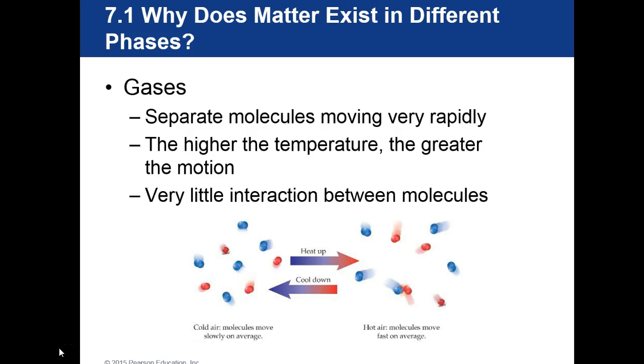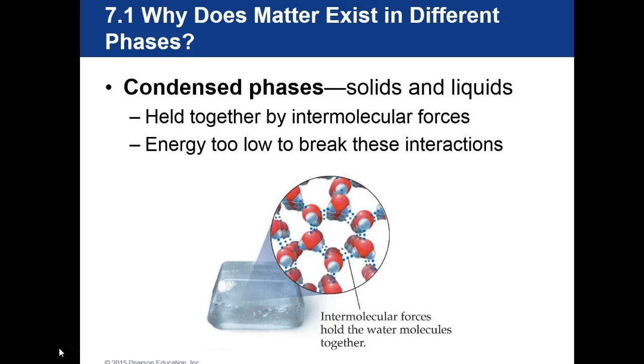Separate molecules move very, very rapidly. The higher the temperature, the greater the motion. There's very little interaction between the molecules. As you can see from this picture, hot air molecules move very fast and are very far apart, and the cold air molecules move slowly and are much closer together. In the condensed phases, such as solids and liquids, they're held together by intermolecular forces as shown between these water molecules here. Energy is required to break those apart.